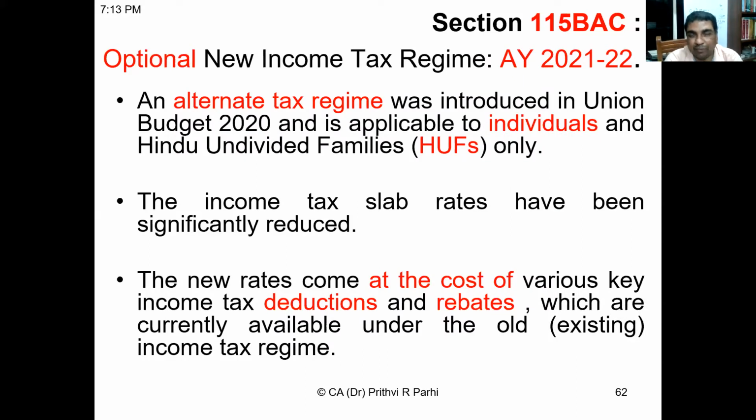Okay, friends? Right. And this particular provision we are talking about, 115BAC, is applicable to only two categories of persons. Can you tell me to whom it is applicable? Individuals and HUF only. So this is the new rate. One can avail these new rates since the rates are concessional, but at the cost of certain deductions and rebates. So these deductions and rebates you will not be getting if you want to apply.